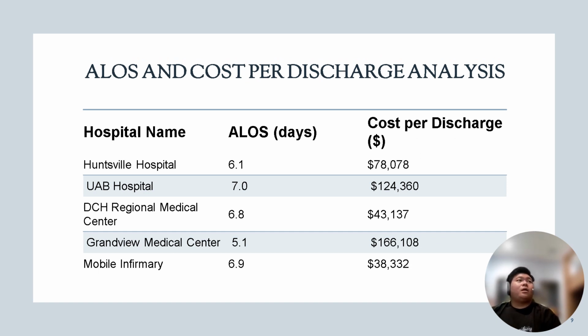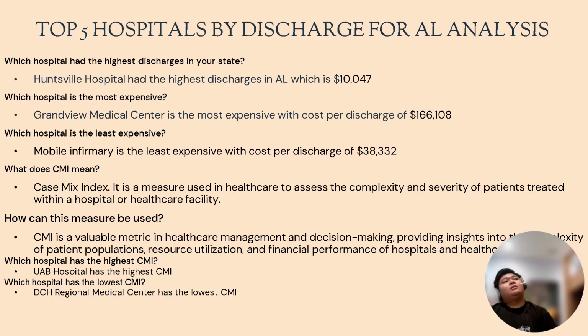And next is the ALOS and cost per discharge analysis for the top 5 hospitals. Top 5 hospitals by discharge for Alabama analysis. Which hospital had the highest discharges in your state? Huntsville Hospital had the highest discharges in Alabama, which is 10,047.